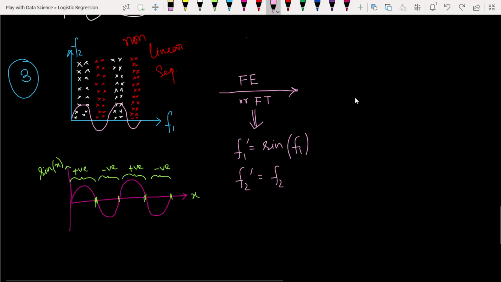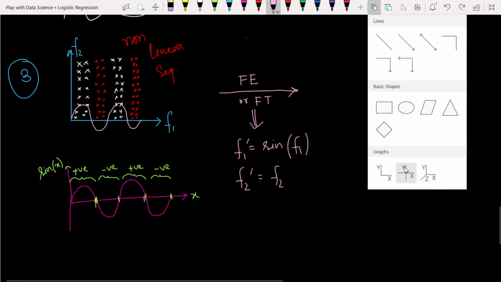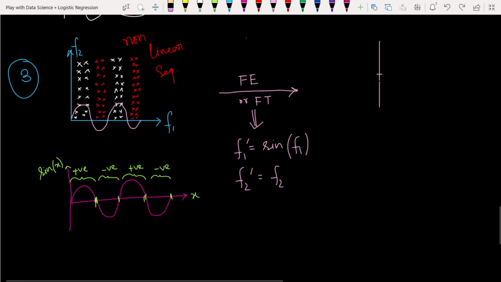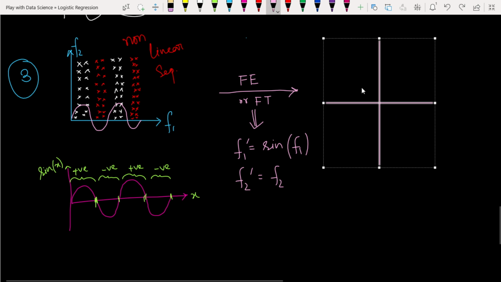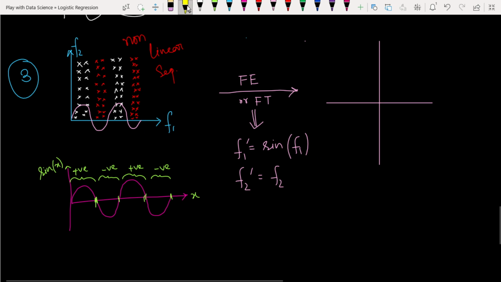This side is f1 dash, and this side is our f2 dash.